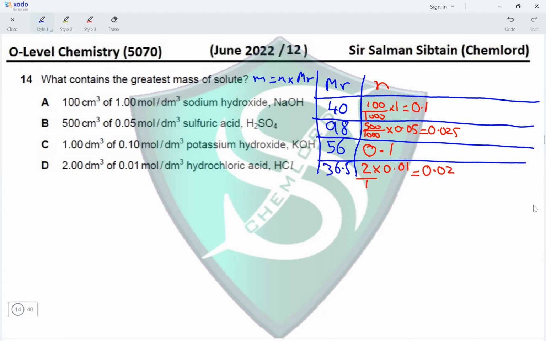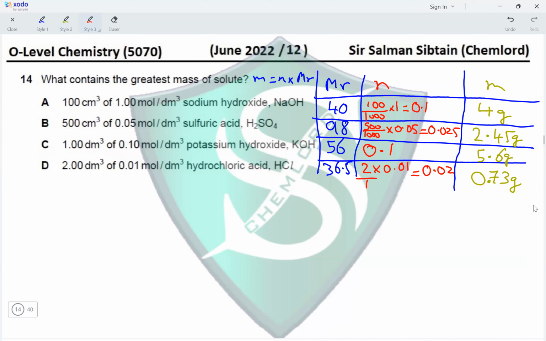So now we have moles and we have already calculated the MR. So now we're going to calculate the mass. This would be MR into n. So 40 into 0.1 is 4 grams. Next is 98 into 0.025. This gives us a value of 2.45 grams. Next, we have 56 into 0.1, giving us a value of 5.6 grams. Next, we have 36.5 into 0.02, which gives us a value of 0.73 grams.